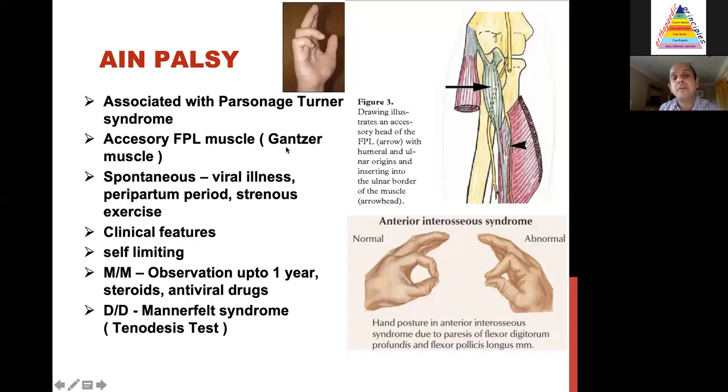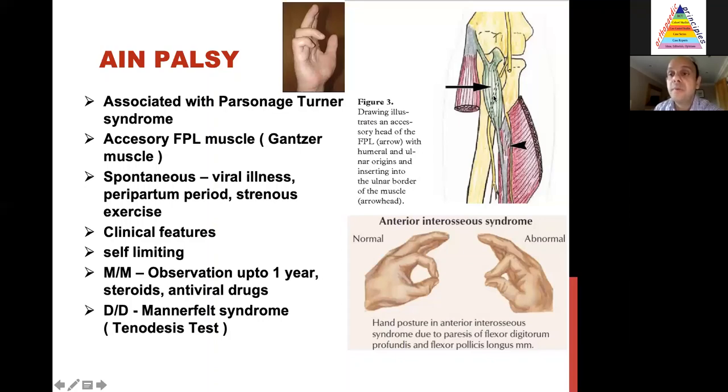Accessory FPL muscle or a Gantzer muscle. So we know flexor pollicis longus is going to come from the anterior surface of the radius, middle 2/3. So that's the flexor pollicis origin. But sometimes you can have this accessory muscle coming from the ulna. It can come from the coronoid or it can come from the epicondyle like other flexor muscles. So as you can see, the anterior interosseous nerve is taking, that's the normal course of the nerve. So this accessory muscle can compress it.